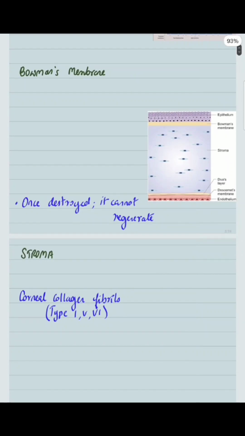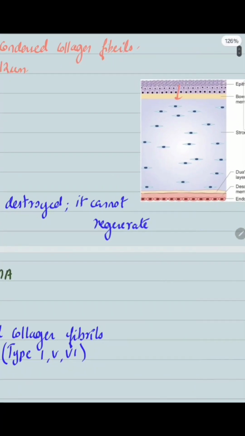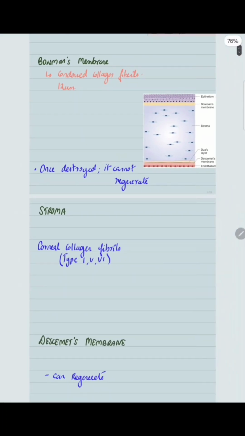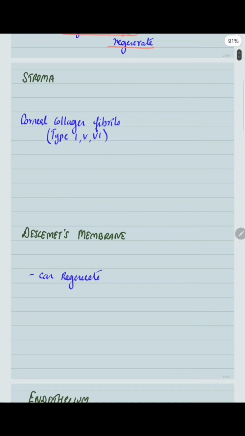Then next is Bowman's membrane. It is an acellular mass of condensed collagen fibrils. It is 12 micrometers in thickness. It is a condensed part of the superficial stroma. It shows considerable resistance to infection. If Bowman's membrane is once destroyed, it cannot regenerate.